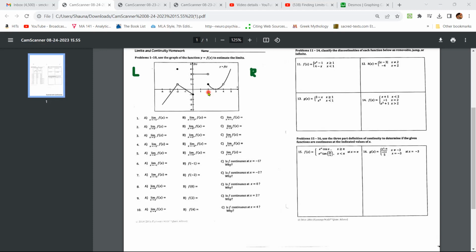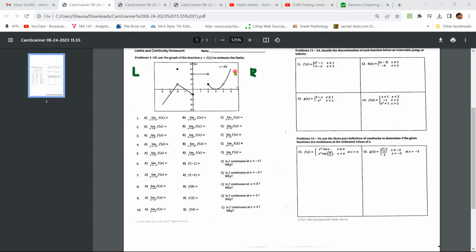Number 10. All right. Limit of f of x as x approaches 4. We did that in problem number 5, and it was 1. That limit is 1, so that exists. What is f of 4? It doesn't exist. F of 4 does not exist. So is this continuous? No. Why not? Because the value of f of 4 doesn't exist. Perfect. That's correct. That was not hard, right?